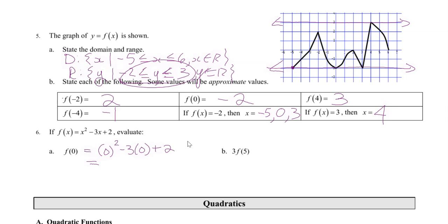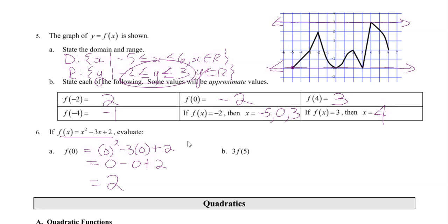So we go to the function definition. That's this guy, that defines what our function is. So the function definition is like a recipe, a way of getting the answers. Take whatever's in the brackets and square it. From that, subtract 3 times whatever's in the brackets. And then add 2. So that's 0 minus 0 plus 2, which is just 2.